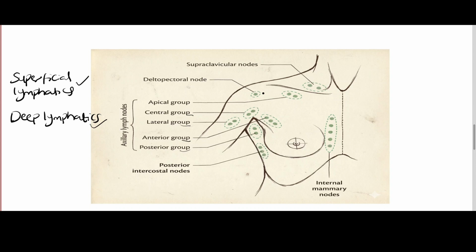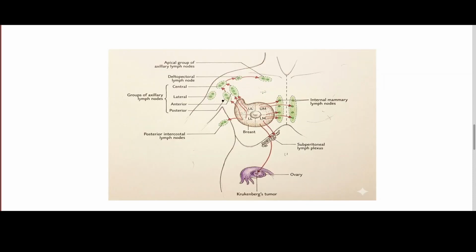Another lymph node that we have is the deltopectoral lymph node, and it's located in the deltopectoral groove. In addition to these lymph nodes that we've talked about, lymph also drains into the subperitoneal lymph plexus. Now the next thing we'll talk about is how lymph flows from the breast. We'll talk about the flow of lymph through the breast.